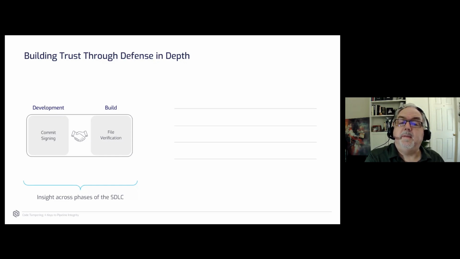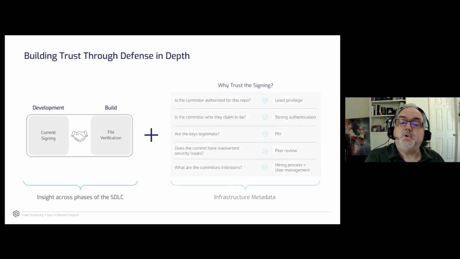Once we've verified that the outputs of the previous stage look good, how could we be sure the input to that previous stage wasn't itself tampered with? This is where defense in depth comes in. By combining metadata from development tools and infrastructure, we can build trust and acceptance as we advance the outputs of one phase to the next.